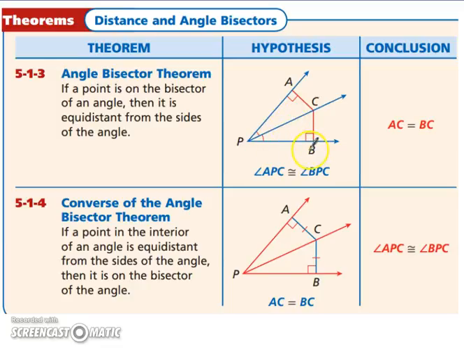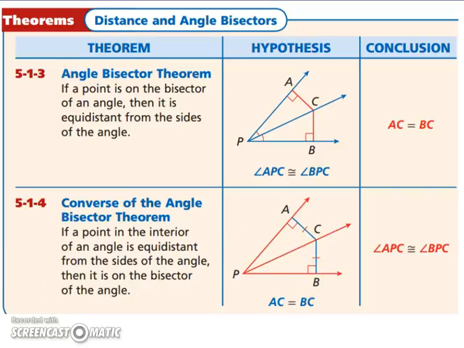If they are congruent, then from the point, if you meet the lines, or the rays, perpendicularly, AC is going to be the same measure as BC. The converse of that states that if AC and BC are equal, and they meet at a perpendicular, that means that the two angles have to be congruent. So angle APC would be congruent to angle BPC.